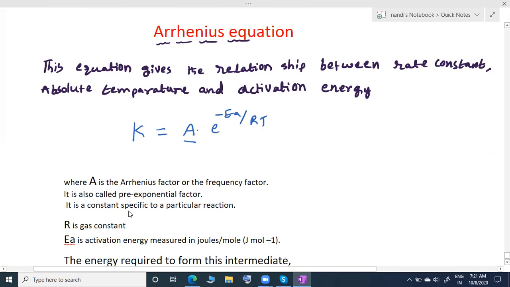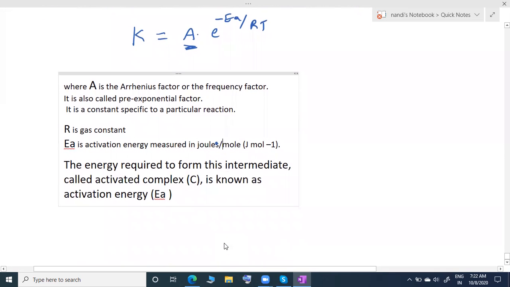It is a constant specific to a particular reaction. I mean, it depends upon the reaction. Different reactions have different A values. R is the universal gas constant, and T is the absolute temperature. Ea is the activation energy. So you can see here the activation energy definition also.